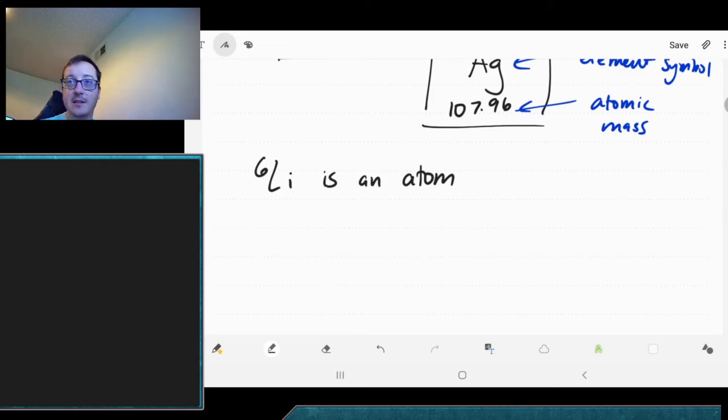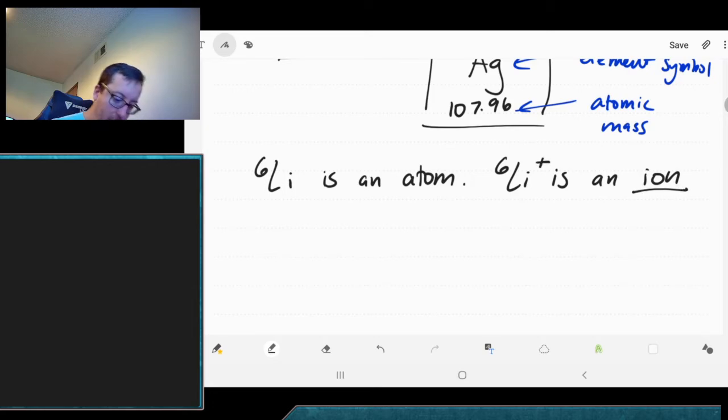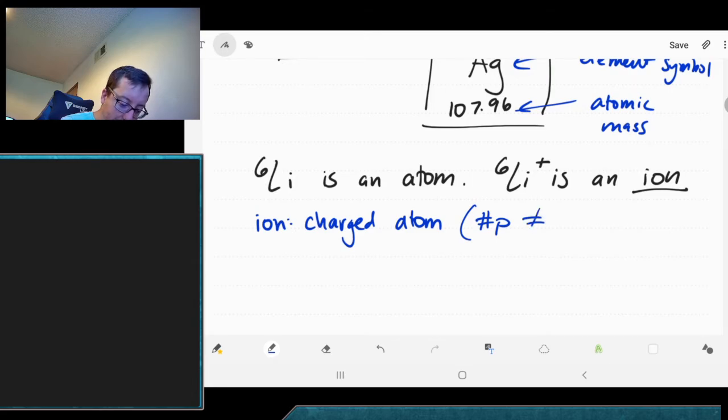We're going to see that lithium-6, written this way, is an atom. If we have a charge on it, that makes it what's called an ion. So an ion is a charged atom. And that means that the number of protons does not equal the number of electrons. For regular atoms, they are equal.